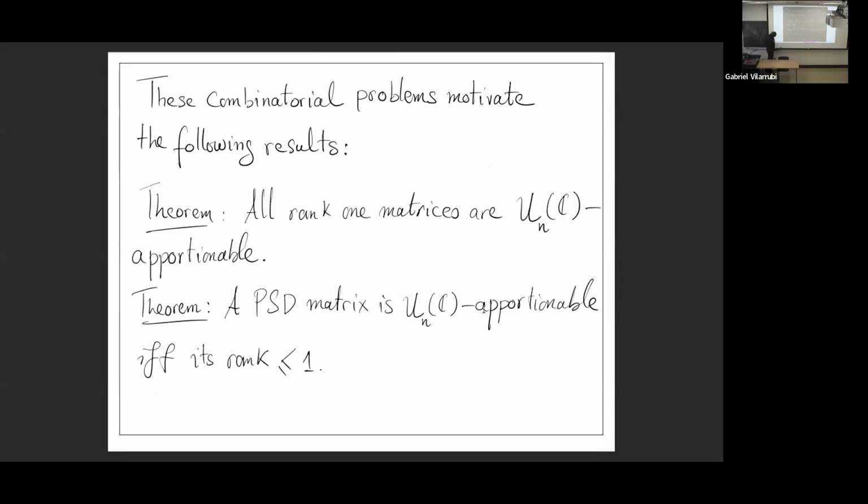First of all, we know that all rank 1 matrices are unitary apportionable. If I give you a matrix that is rank 1, we actually have an algorithm to find the unitary matrix that would apportion it. You need to pick your unitary matrices very carefully, and basically you want to get an outer product of a vector that has all ones, and another one which has signed versions of ones. And it's not trivial to show that you can always do it, but it's doable.